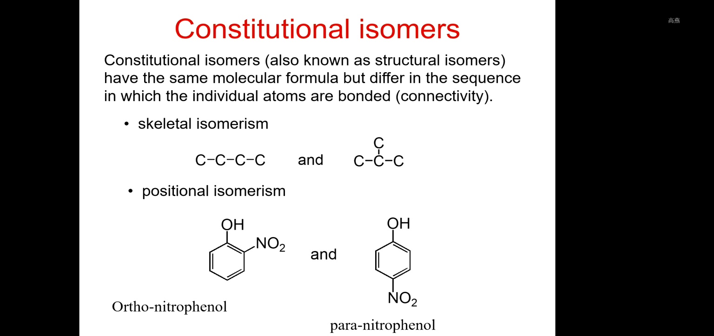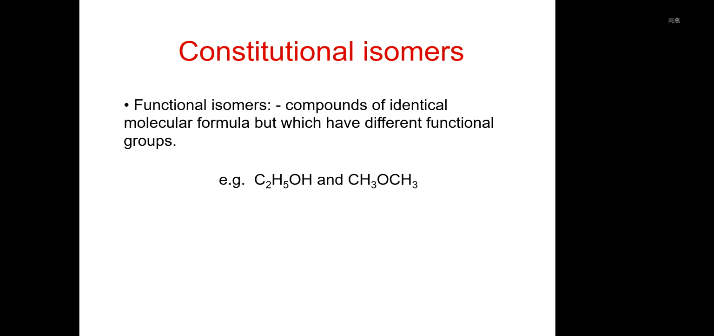And we also have meta-nitrophenol. I didn't put it in here. For meta-nitrophenol, between the hydroxyl group and the nitro group, there is one position in between, right? So that's called meta position. This is a positional isomer because the groups are connected to carbon atoms at different positions.